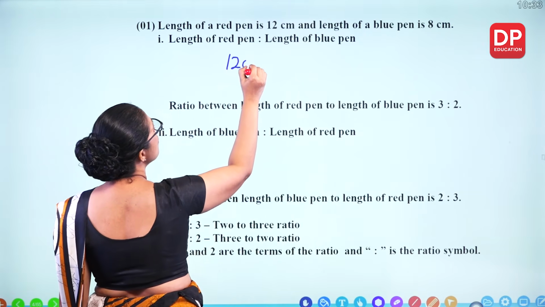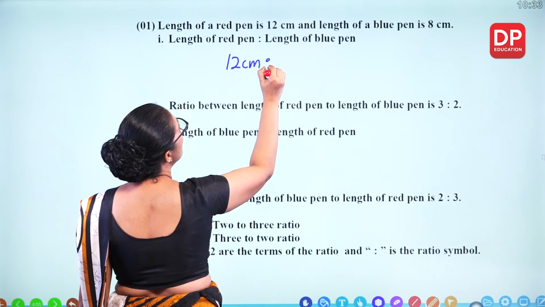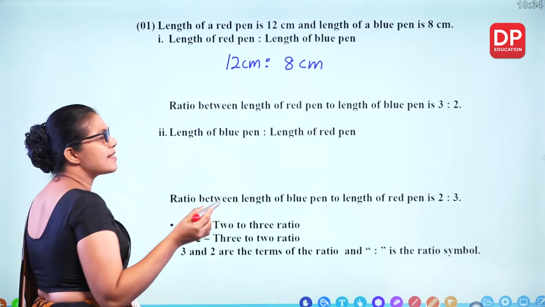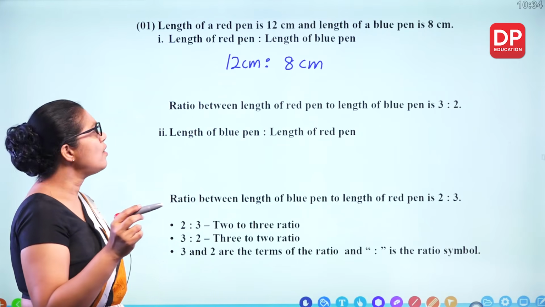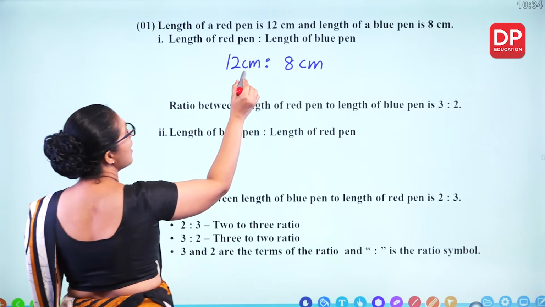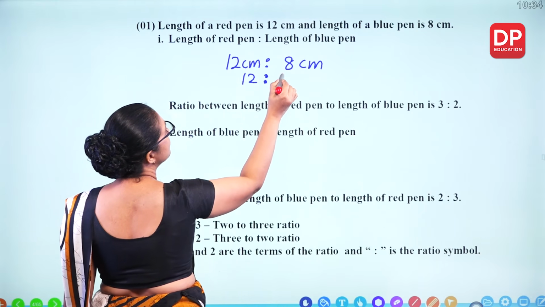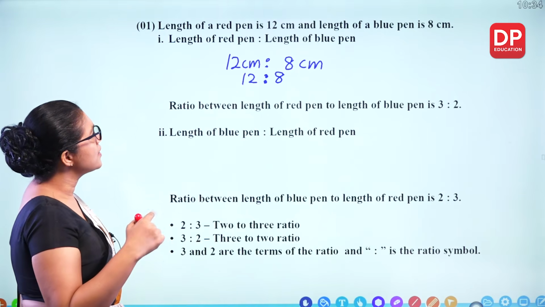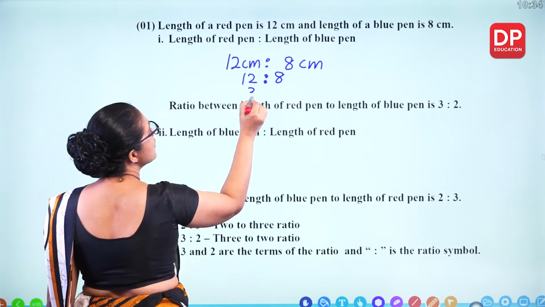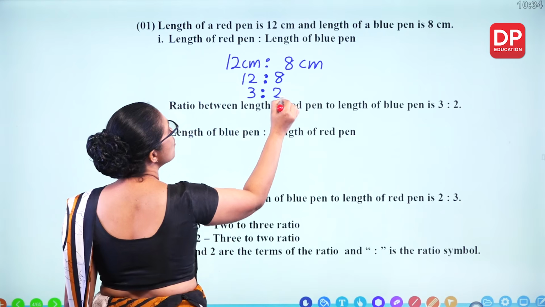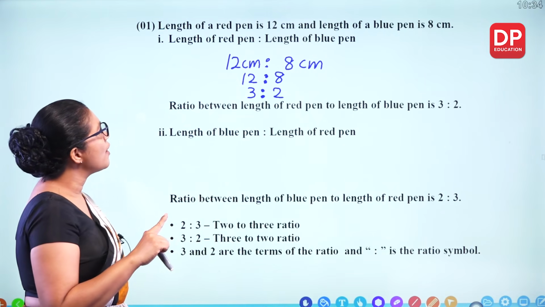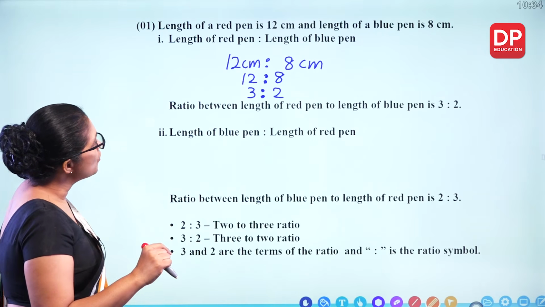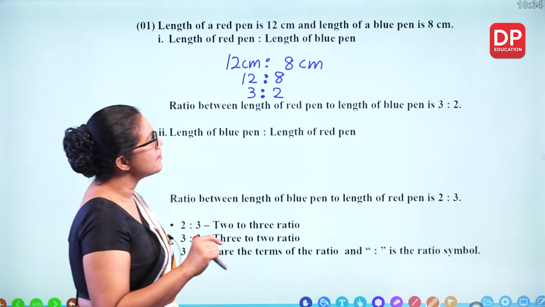12 centimeters to 8 centimeters. Now, both are in centimeters, so you don't need to write down units. I can write 12 to 8. Can I simplify further? I can divide both sides by 4. You get 3 to 2 ratio. So, what's the length of red pen to length of blue pen? 3 to 2. So the ratio between length of red pen to length of blue pen is 3 to 2.